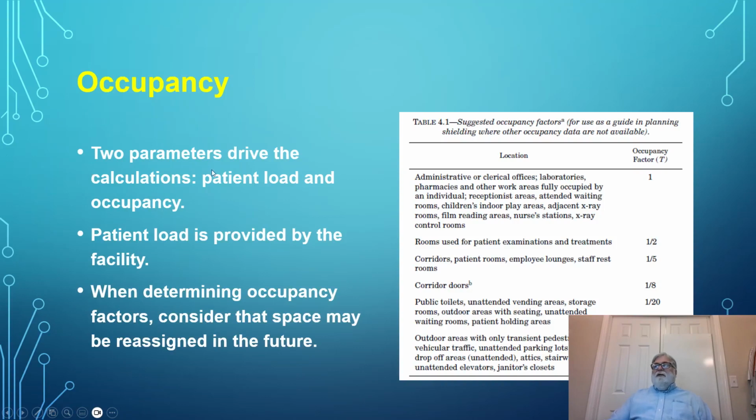Occupancy, T, was another factor. T is sometimes the most difficult to decide. Occupancy is based on the work of the adjacent area. So if the room that we're shielding, that we're protecting, is an office or someplace that people work all the time, the occupancy factor is 1. If it's a treatment room, people are in there part of the time. People are gone part of the time. The occupancy factor is 0.5. If it's a transient location, corridors, patient rooms, lounges, etc., occupancy is 0.2, 1/5.